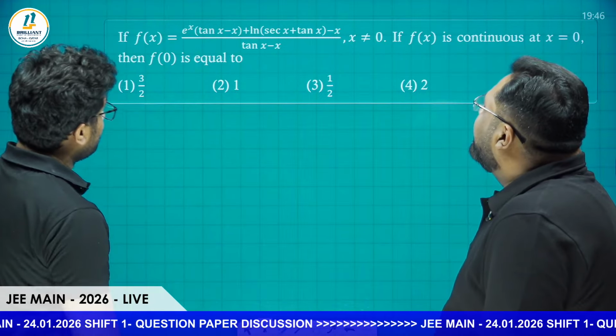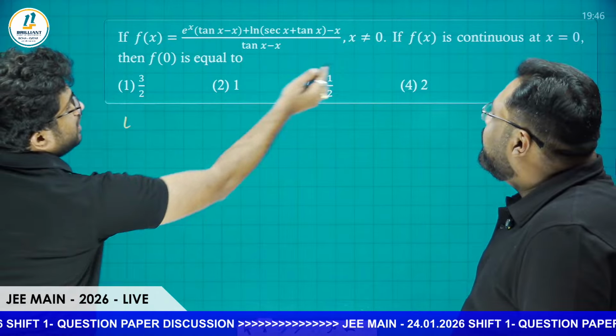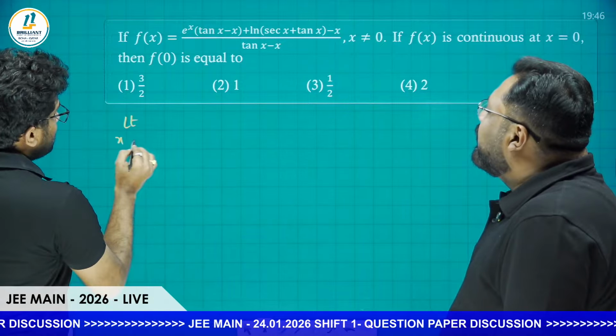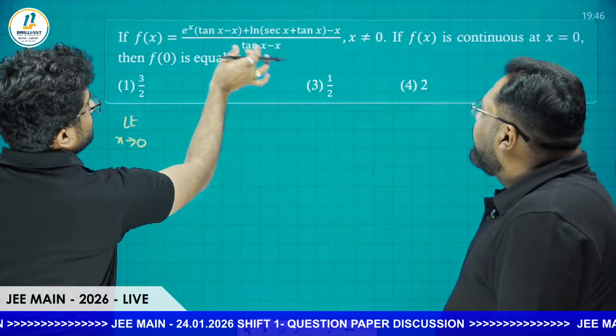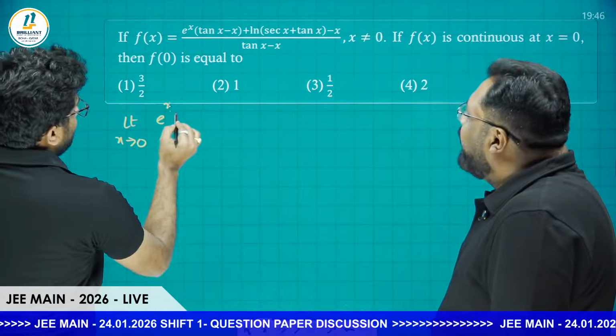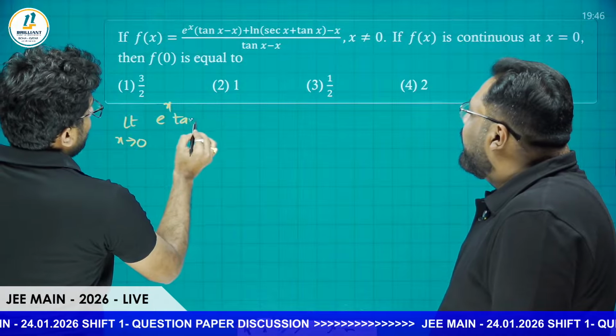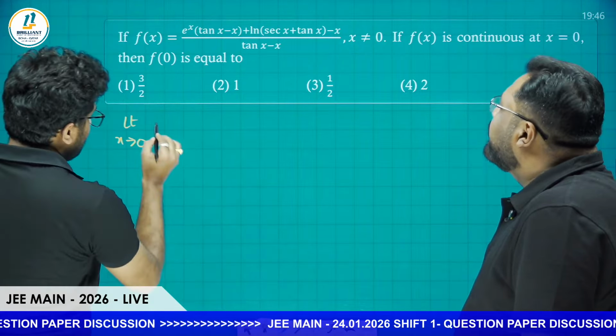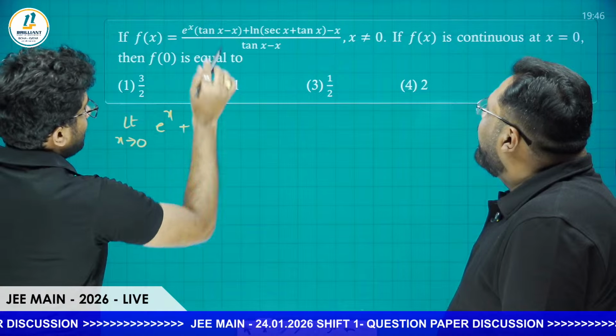2023. They said the function is continuous. That means the limit exists. So the limit as x tends to 0. Here we have e raised to x power tan x minus x. Let's try to separate it simply. If you separate, you'll directly get e power x, and then we can separate the limit.